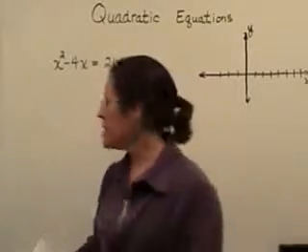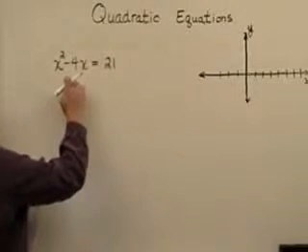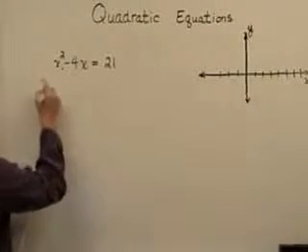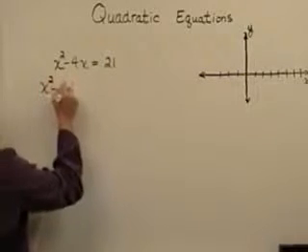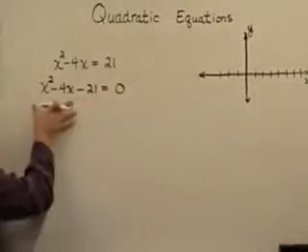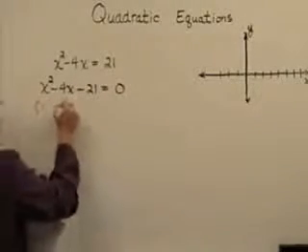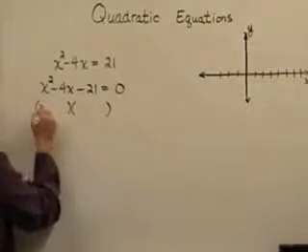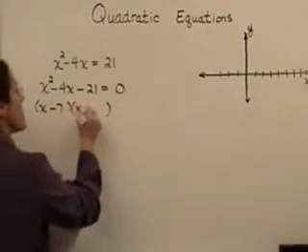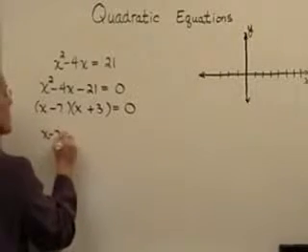Let's take a look at this problem, and let's remember that you've got to get it in standard form first. So this 21 has got to come over to the left-hand side. I'm going to write this equation as x squared minus 4x minus 21 equals 0. So everything's on one side, nothing's on the other. What you've done so far is you've factored this into the product of x minus 7 times x plus 3. And then you set those factors equal to 0.